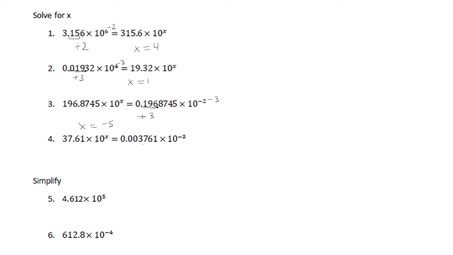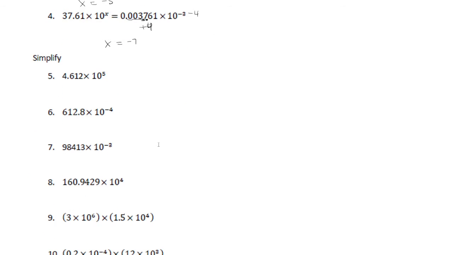Last one, we have 0.003761, and we want to end up at 37.61, so that's going to be 4 spots. You want to move it up 4 spots, which means you should take away 4 spots. Negative 3 minus 4 is going to give us negative 7. So x is negative 7.